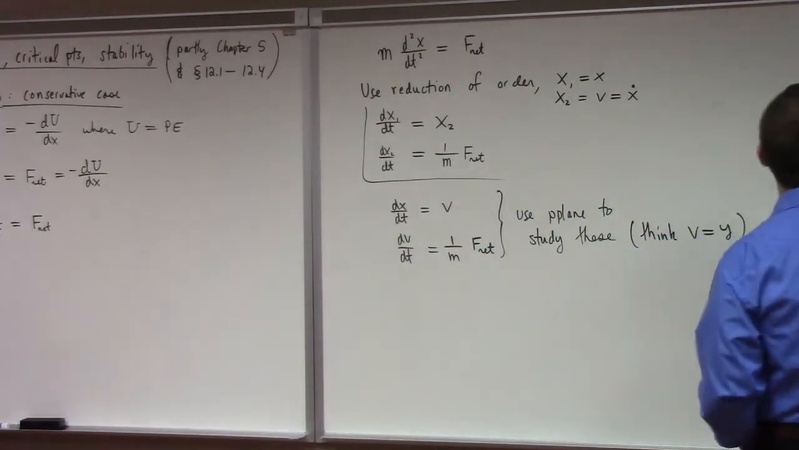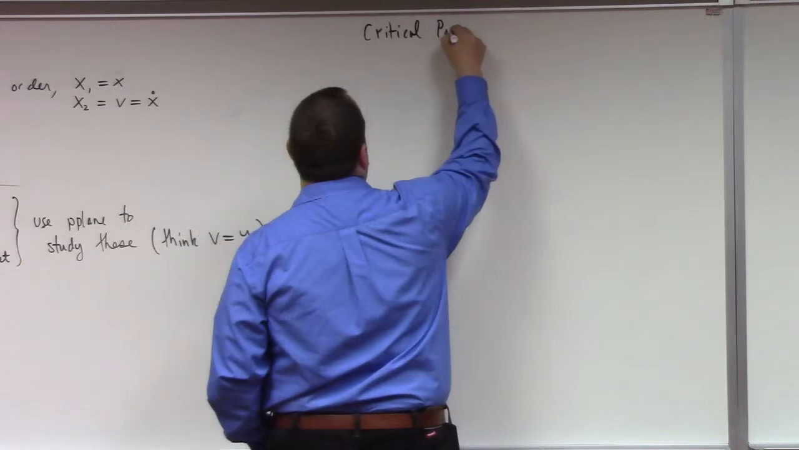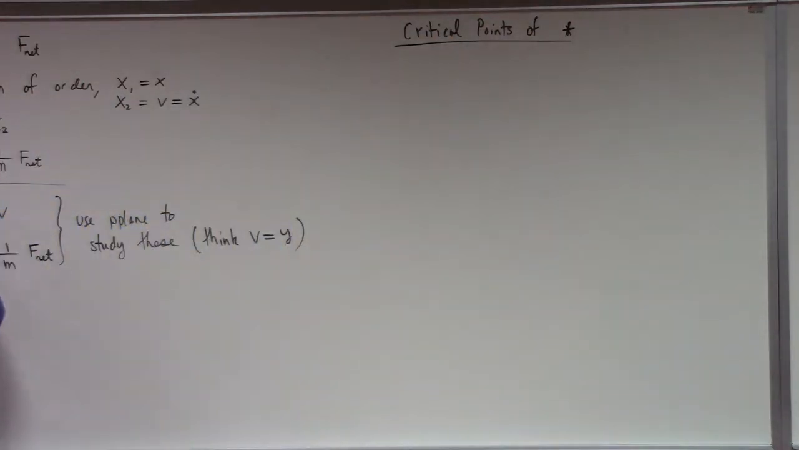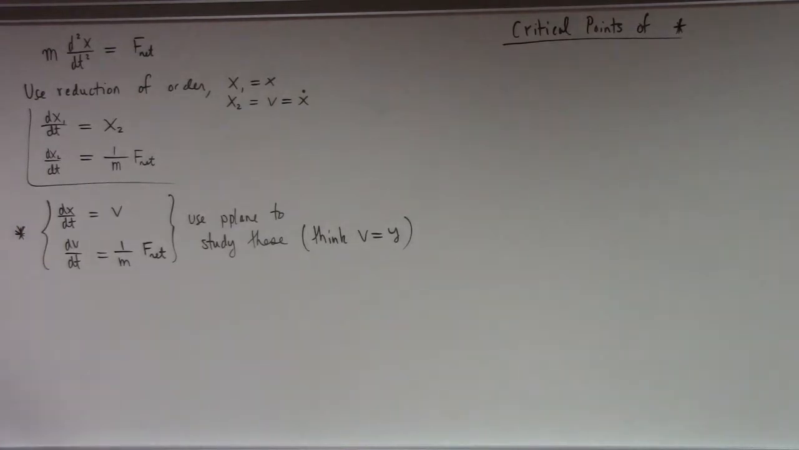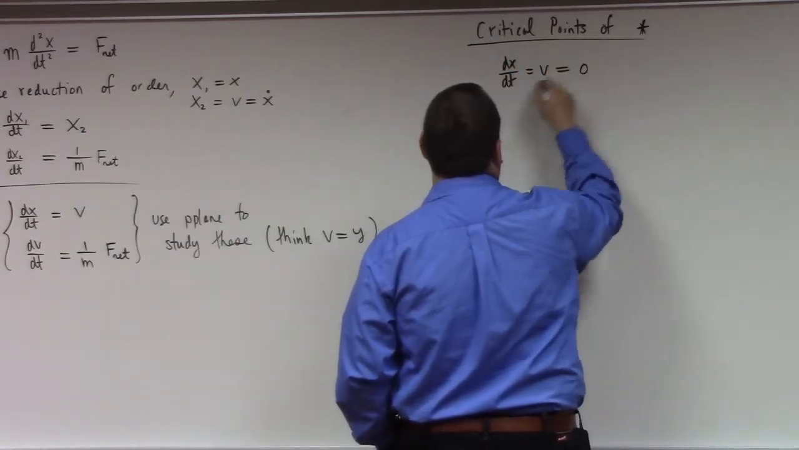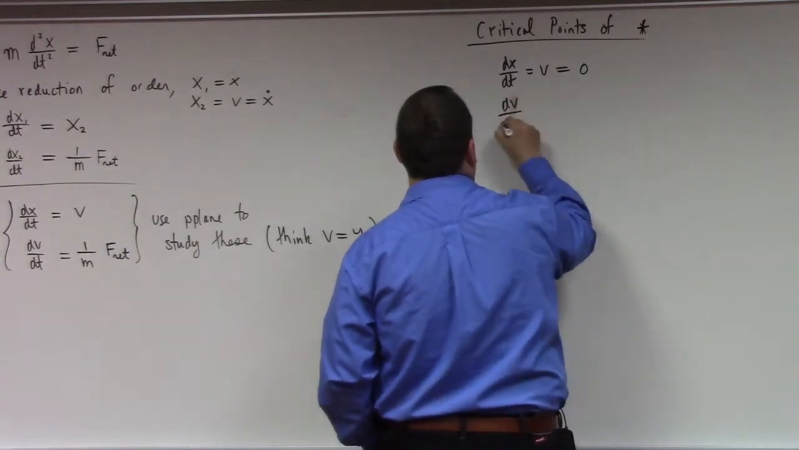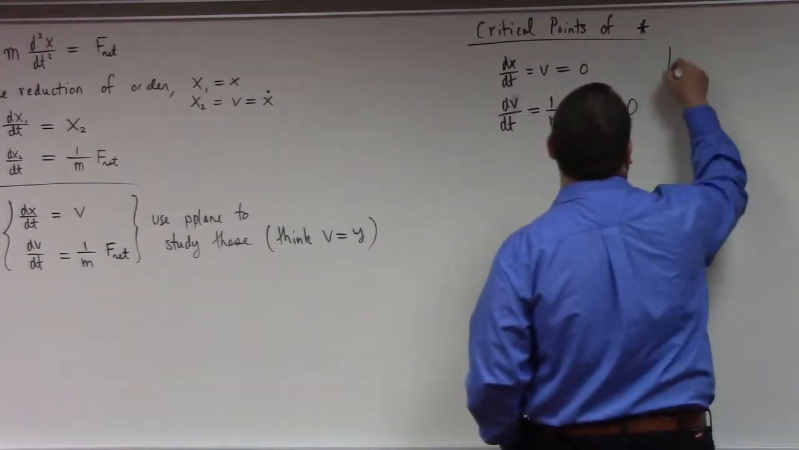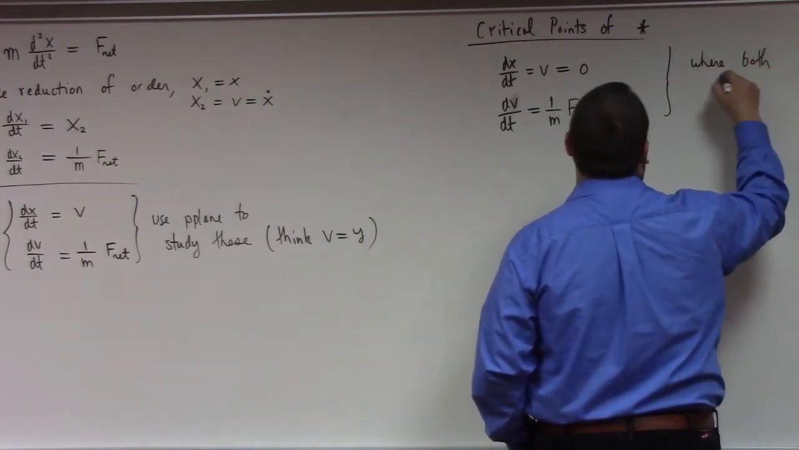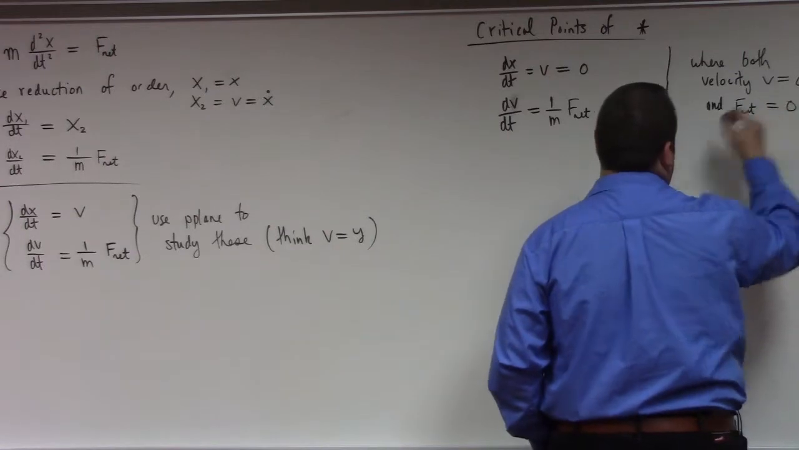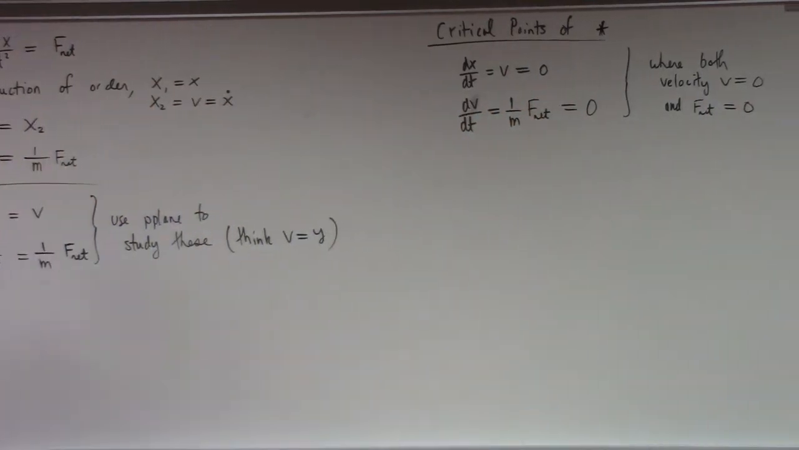So what are the critical points? For one thing, we could ask, what are the critical points of our system? If I call this system of differential equations star, now this isn't just any old system. This is a very special system, coming from Newton's second law. But for this system, what are the critical points going to look like? Aha. So they're where the velocity v is equal to 0, and the net force is 0. These are critical points, where both the velocity and the force drop to 0.